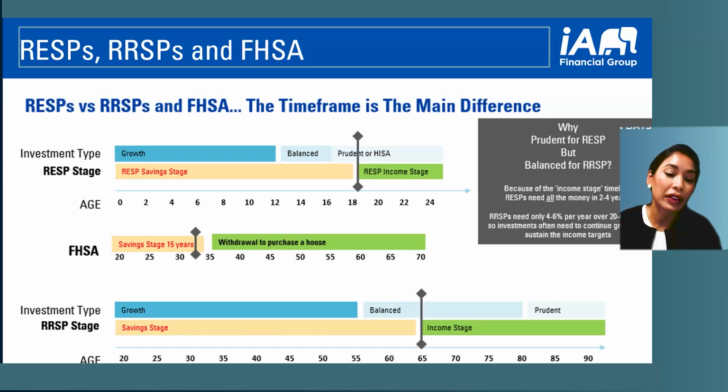Next, we have the FHSA. We know that there's a saving stage that is about 15 years. You can accumulate to eventually purchase a home. The FHSA is purely for purchasing a home. So your savings plan could look like, for the first 15 years or even 10 years, you'd be invested in a growth fund.